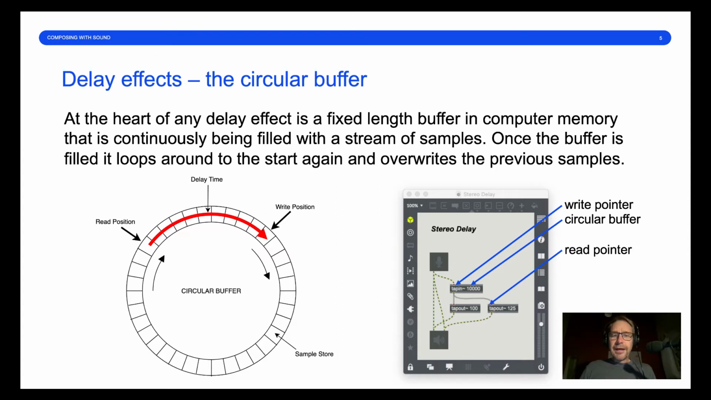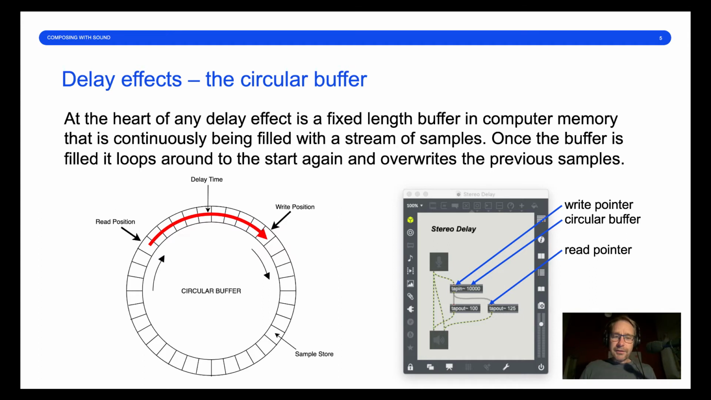At the heart of any delay effect is a fixed length buffer in computer memory that is continuously being filled with a stream of samples. Once the buffer is filled, it loops around to start again and overwrites the previous samples. So in the diagram on the left-hand side of this slide, you can see the circular buffer represented as a series of cells, and inside each cell is a single sample, a single measurement of the amplitude of the signal, and these cells are filled at the sampling rate, 44,100 samples per second.